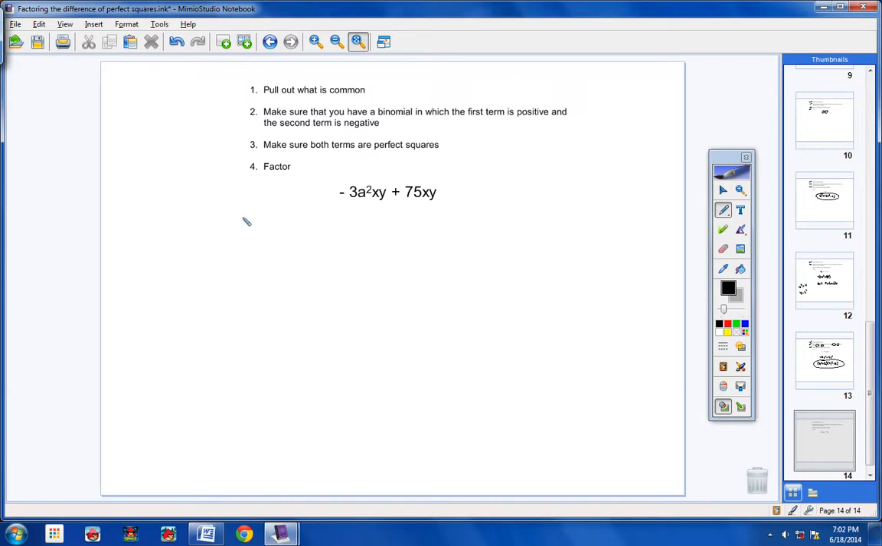So here we go. Okay, step one, pull out what is common, and let's go ahead and do that. Notice I can pull out what number goes into 3 and 75 evenly. I'm going to go ahead and pull out a negative sign this time. You can do that. I'm going to pull out a negative 3 because 3 goes into 3 and 3 goes into 75. Also, I have A's here but no A's over here. However, I've got an X here and an X here, a Y here and a Y here. So I'm going to pull out an X and a Y also. And let's see what we're left over with. We should be left over here with A squared.